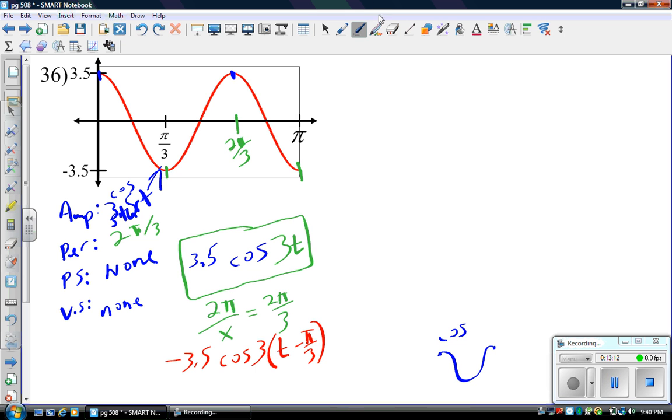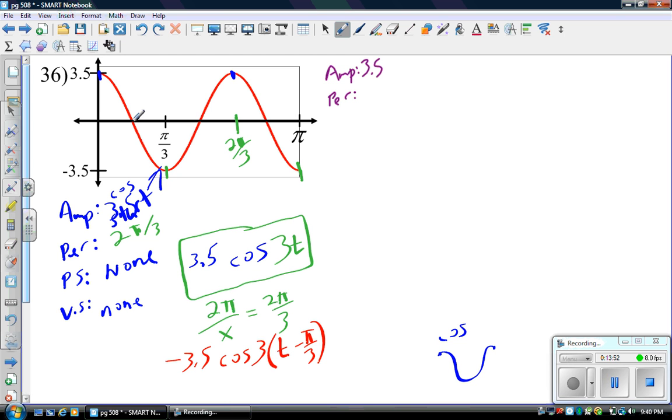Now we're going to do the sine. Let's go with the purple over here. Okay, so for the sine machine, most of the stuff is directly carried over. So the amp is still 3.5, whether it's a sine or cosine. The period, we mentioned this in class, it doesn't matter what frame of reference you look at it. The period of the sine version or the cosine version is always the same.